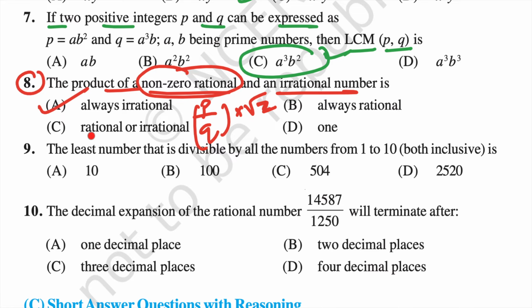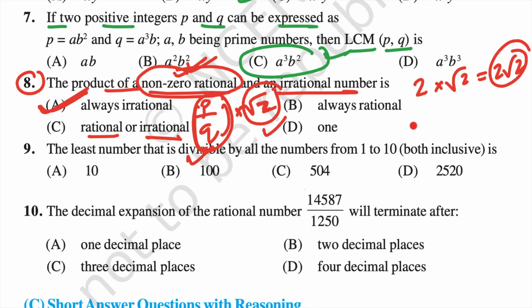Rational or irrational could have been the answer if they had just given the product of a rational number and an irrational number. But they are saying we are multiplying only a non-zero rational number, p over q, which is non-zero. If you multiply two irrational numbers, you may get rational or irrational, it depends. But when you multiply a rational and an irrational number, you will always get an irrational number. Like if you multiply 2 with root 2, you get 2 root 2, which is an irrational number. So the answer in this case is A.